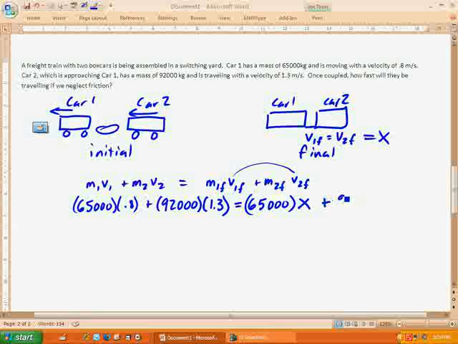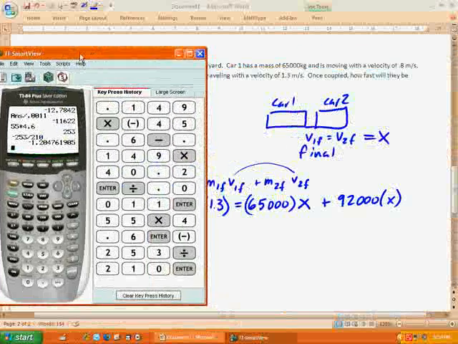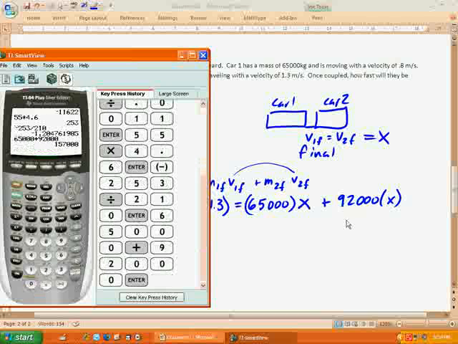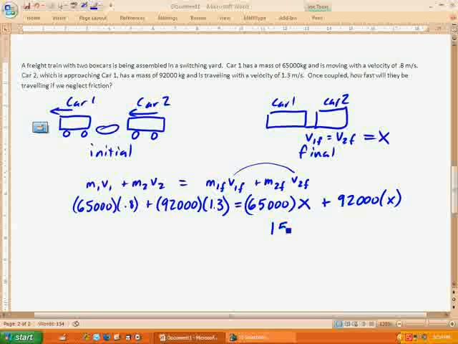The mass of 2 is 92,000. And then again, it'll be times x because velocity of 2 final has to be the same as 1 because they're going to be rolling along together. And from this point, it should be fairly obvious. We're going to add these two together, right? So we'll add the 65,000 to the 92,000, which is going to give us 157,000. So 157,000 x, right? Because 65,000 x's plus 92,000 x's will give us 157,000.